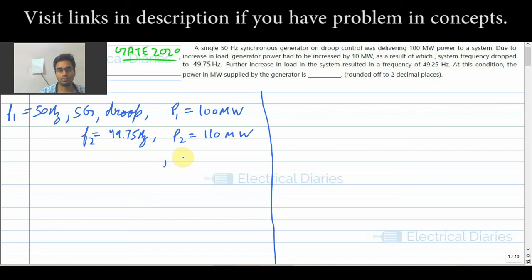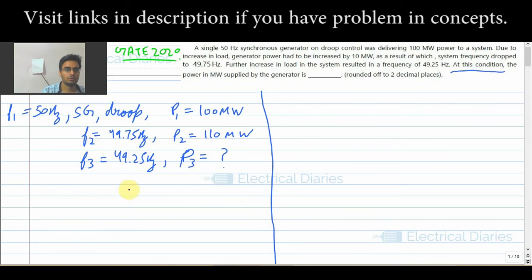Now, a further increase in load in the system resulted in a frequency. So now again load is increased. I don't know how much, and this time the frequency came out to be 49.25 hertz. So I have to find out the power in megawatt at this condition, that means I have to find this P3.